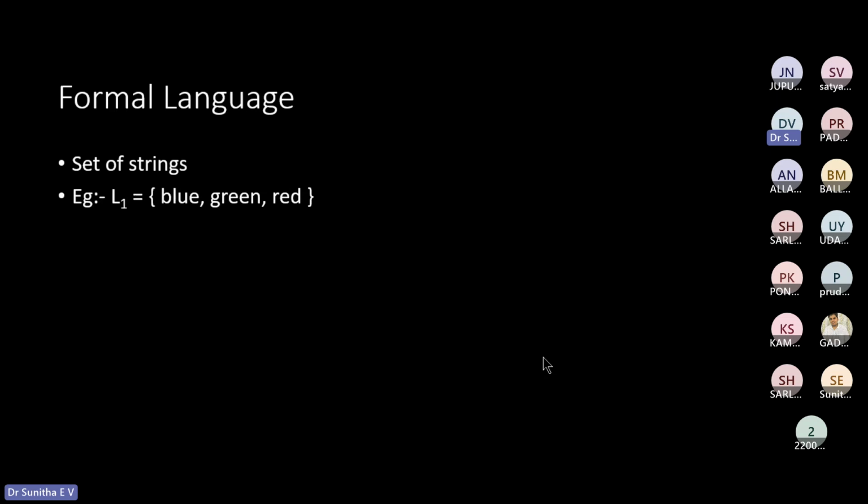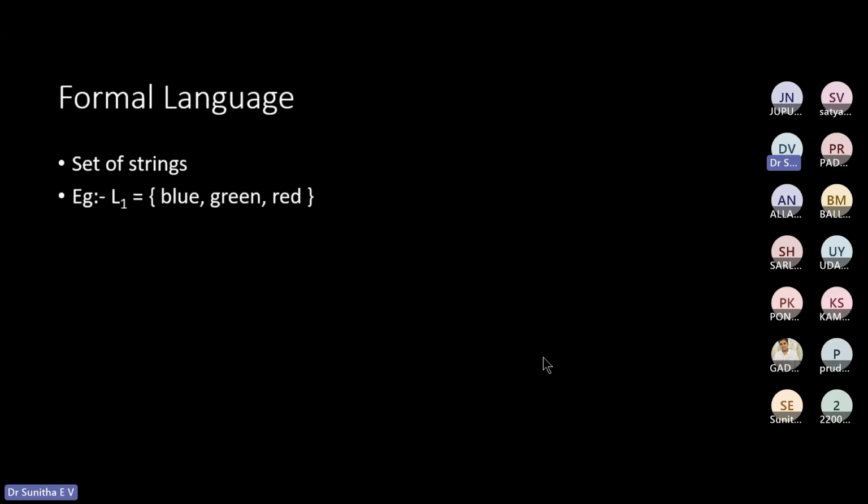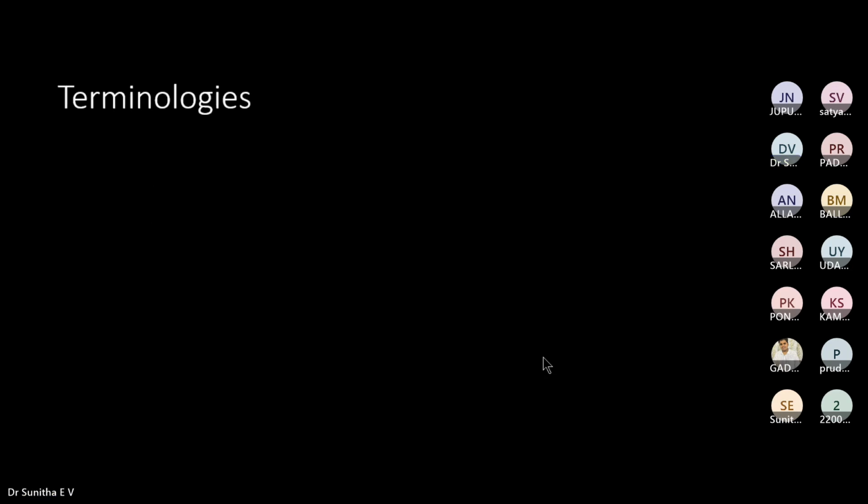In the context of formal language, a language is simply a set which contains different strings. That is all. Another language is this one, which contains four strings: 00, 01, 10, 11. That is all. So you can make any set and we can call it a language. Basically, a language is a set.